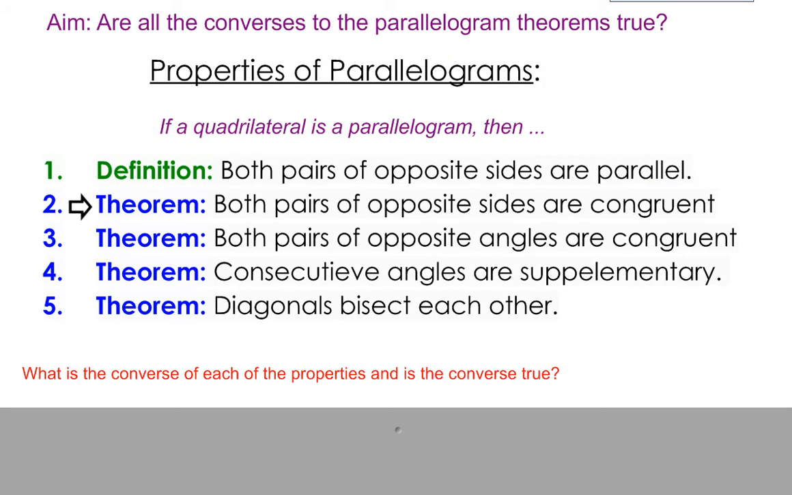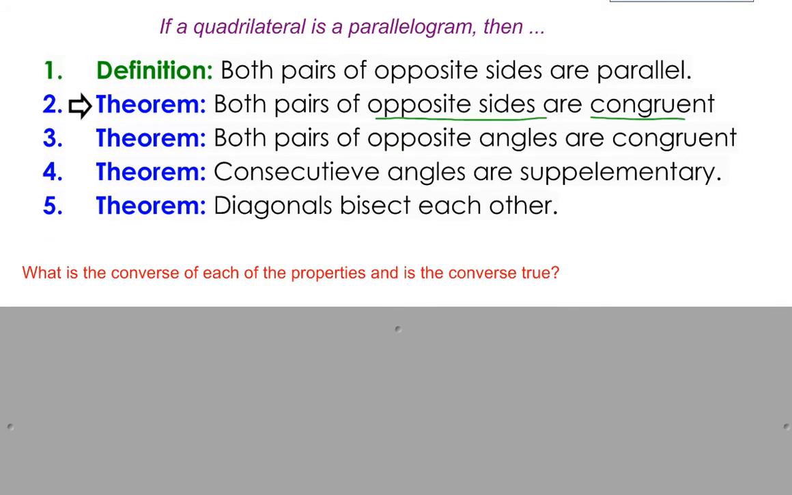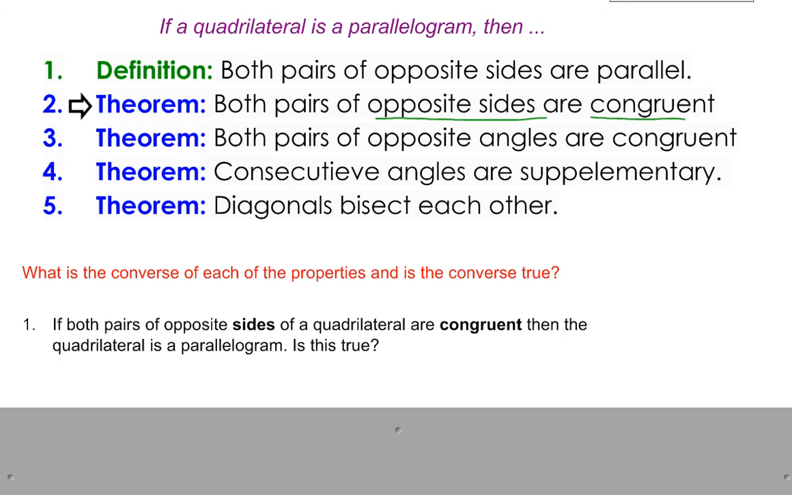Here's another theorem that we've learned. We know that if it's a parallelogram, both pairs of opposite sides are congruent. So what is the converse of this property? Well, the converse is: if both pairs of opposite sides of a quadrilateral are congruent, then the quadrilateral is a parallelogram. Is this true? Well, let's see.